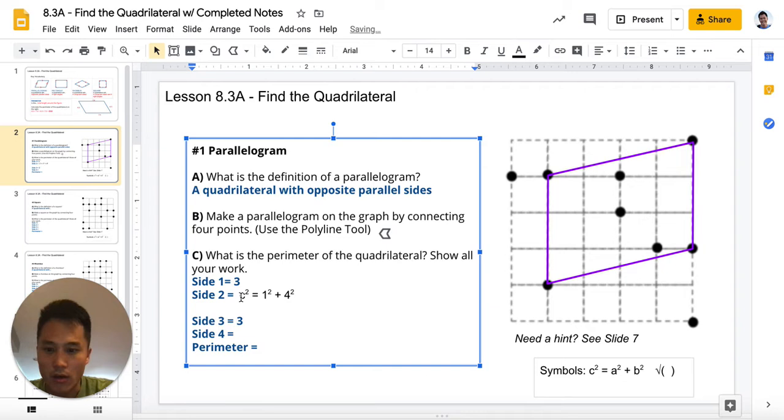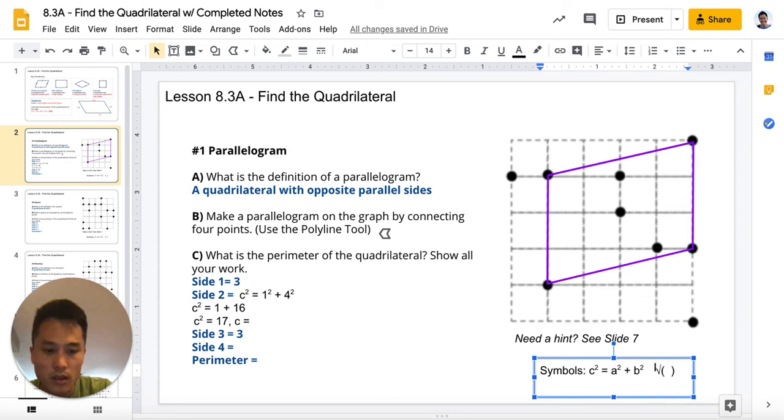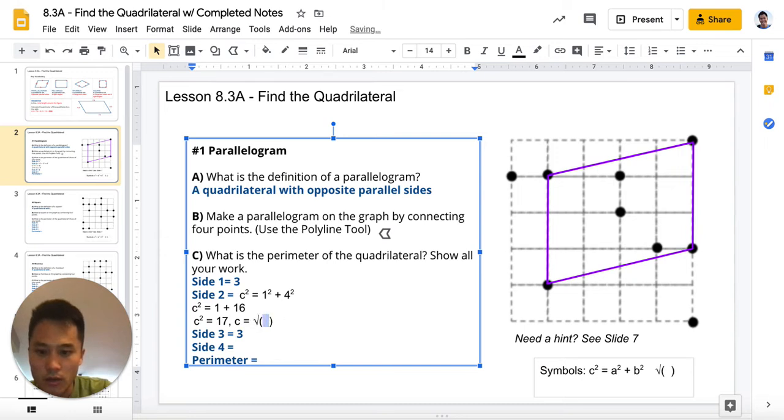Okay, so then I know that C squared is equal to 1 squared, which is 1 times 1, so just 1. 4 squared is 4 times 4, which is 16. So I know C squared is equal to 17. So C is equal to, let's get the square root. C is equal to the square root of 17. There we go. Also, if you just prefer to write out square root of 17, that's fine.